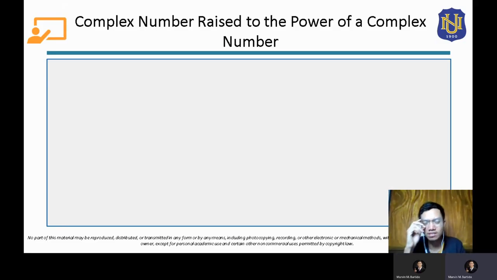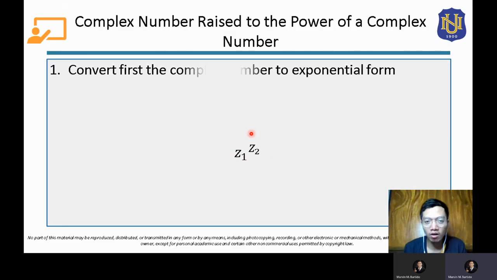Now let's proceed to the next topic. This is a complex number raised to the power of a complex number. Here, your complex number z1 will be raised to a complex number z2. If this is the problem, the first thing we have to do is convert the complex number z1 to exponential form. So that's our rule here.